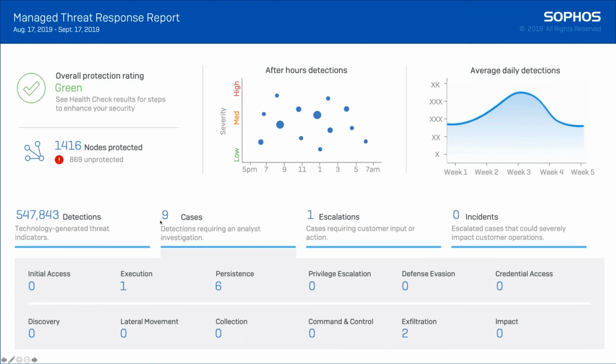In the middle there, after hours detections, this is probably one of my favorites, because I think it really speaks most to the business side and the business case for why a service like this is so important. We're looking at all of the detections that we're seeing during non-working hours. So between 5 p.m. and 8 a.m. the next day, what's the activity that we're seeing?